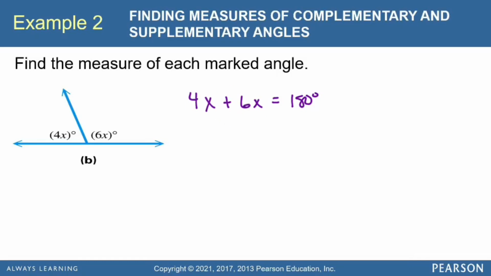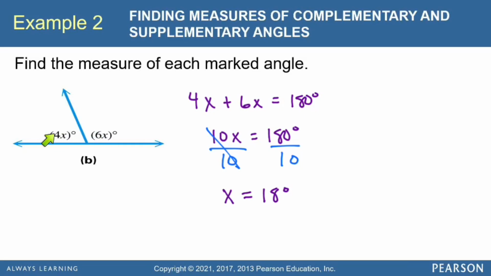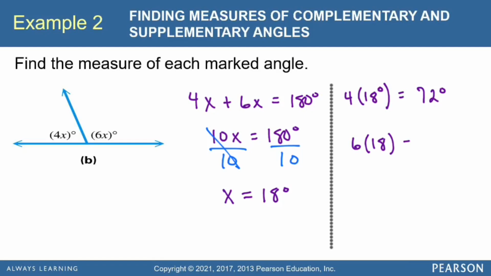Combine terms on the left, 4x plus 6x is 10x. So now we have 10x equals 180 degrees. To isolate the variable, we divide both sides by 10, and that gives us x equals 18 degrees. And now we need to use that 18 to figure out the measurement of each individual angle. So we'll say 4 times 18, and we know that that's 72. And for the other angle, 6 times 18 degrees gives us 108 degrees.